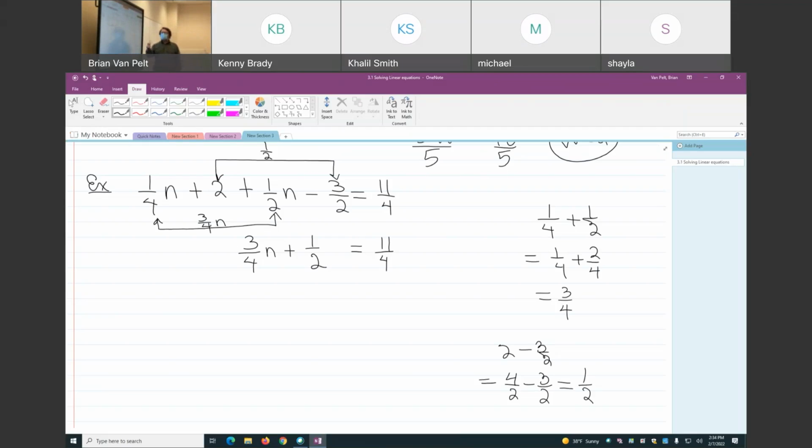If I'm going to go this way, what would be the next step? Subtract 1/2 from both sides. And 3/4 n. Now over here, I'm going to have to make this -2/4 to play nicely with this 11/4. That'll leave me, when I add the two of them together, 9/4.